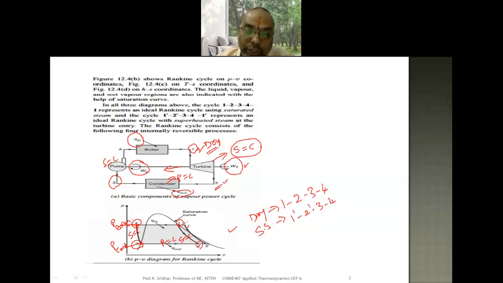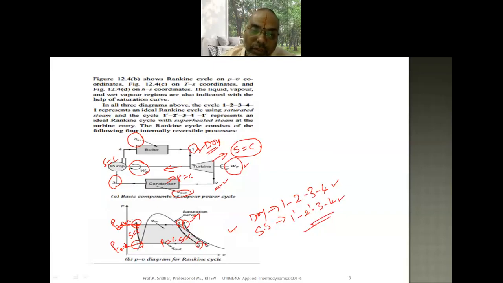Now you can see 1 dash. Now it is in the superheated state. So 1 dash to 2 dash. Now it is by 2 dash. Now 2 dash to 3 and 3 to 4. So this is a representation of the Rankine cycle of the dry steam as well as the superheated steam.